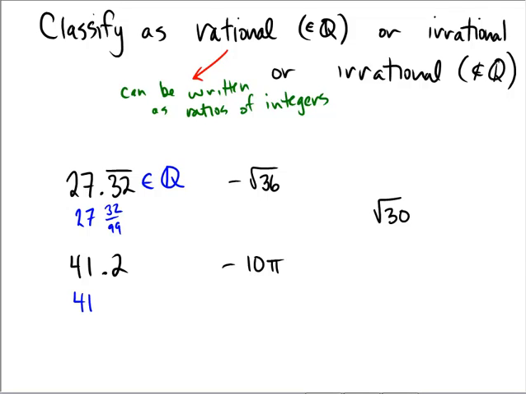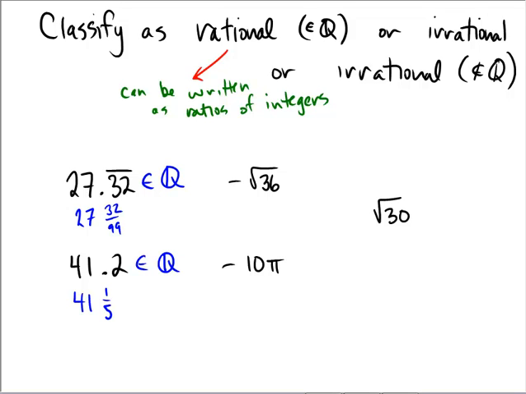Next, 41.2. 41 and 0.2, well, that's a terminating decimal. That actually represents 1/5. So this is also able to be written as a fraction, as a ratio of integers. So this would be in Q. This is a rational number.